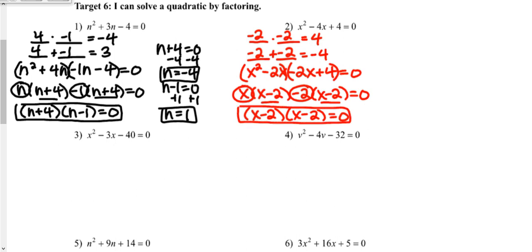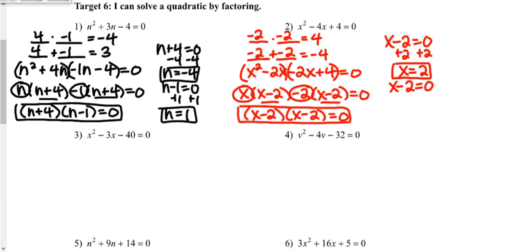And then we're going to set each of your factors equal to 0 and solve. And notice that we're actually going to get the same thing in both equations. So you only need to write it once. So we can just say x equals 2. We don't need to write x equals 2 and x equals 2. If you want to, that's fine. Just not necessary.